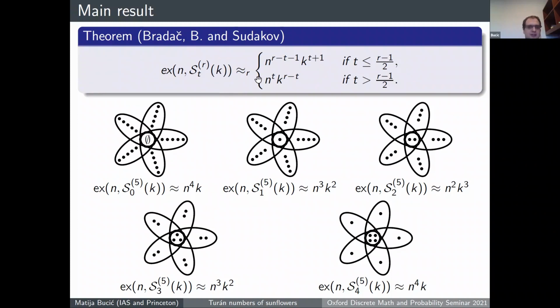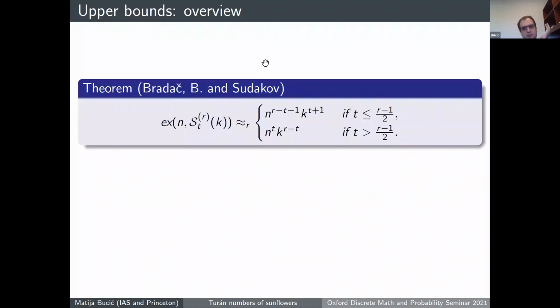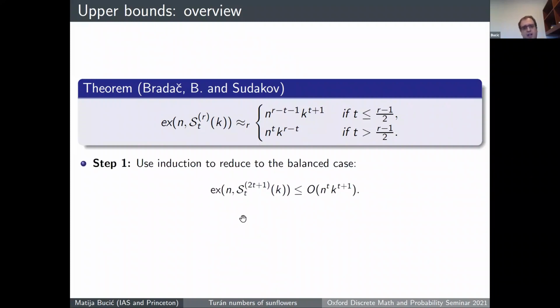But the upper bounds somehow have some very surprising connections to other fields and problems. So I want to focus on them. So let me begin by telling you an overview of how we prove this result. First, we use induction to reduce this general problem, so bounding all the various different sunflowers, to just the single case of bounding this balanced sunflower.